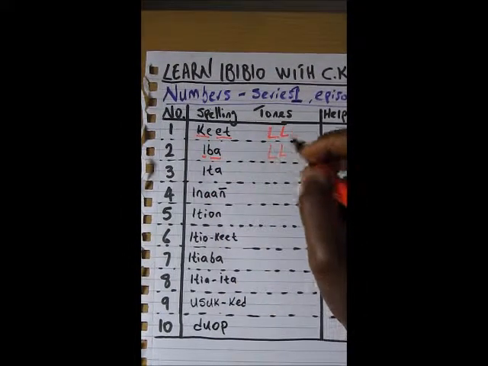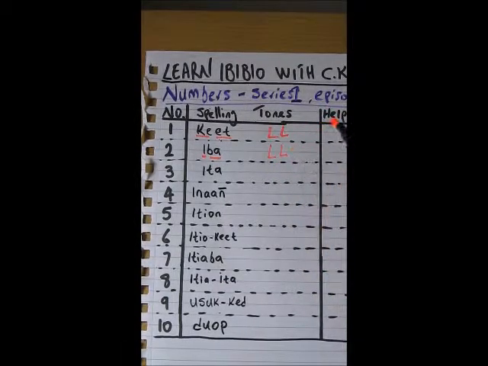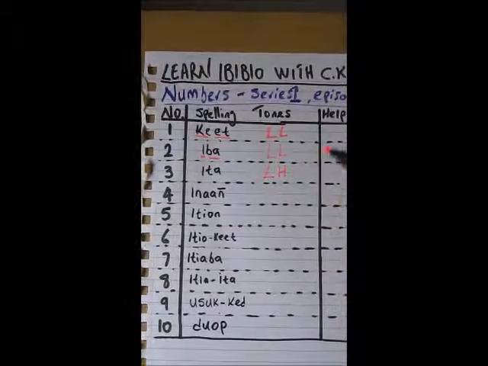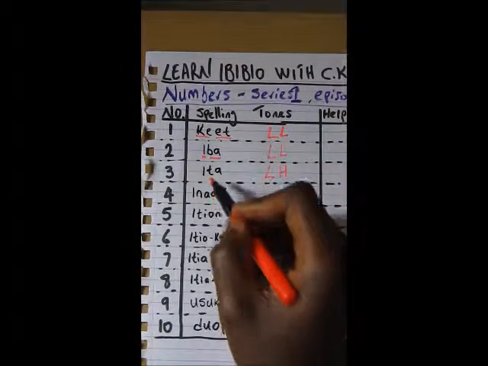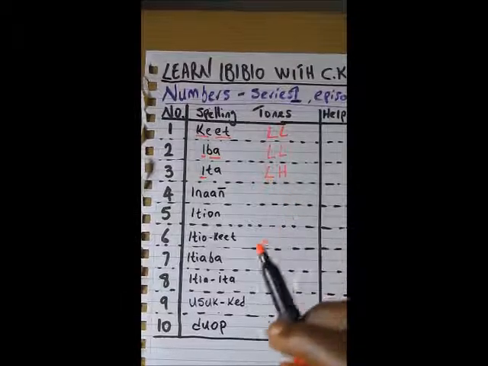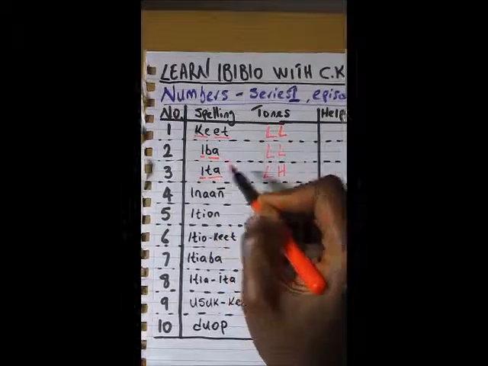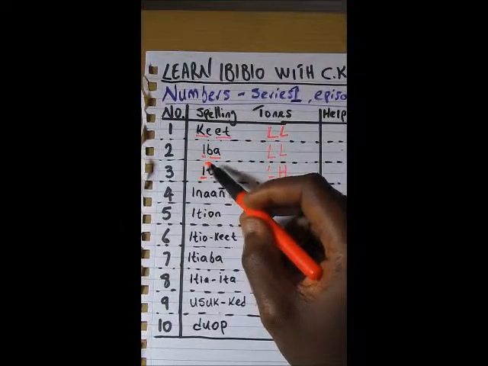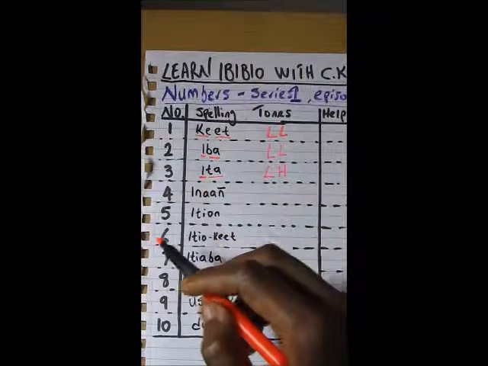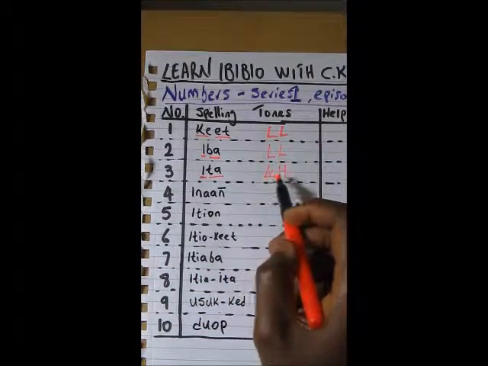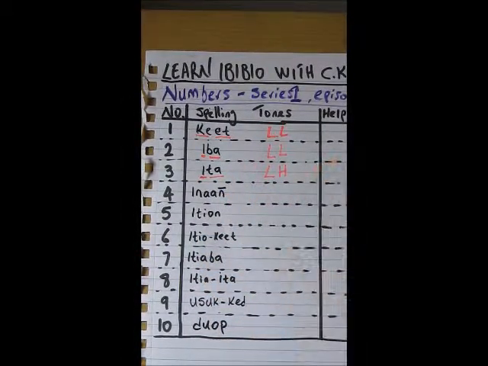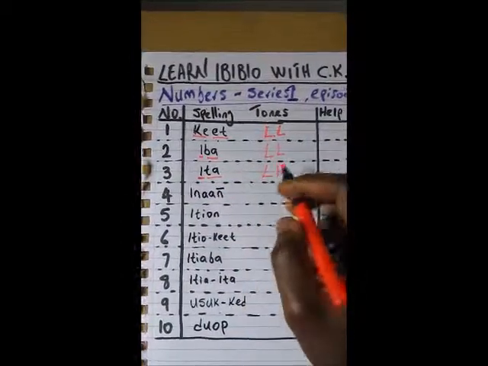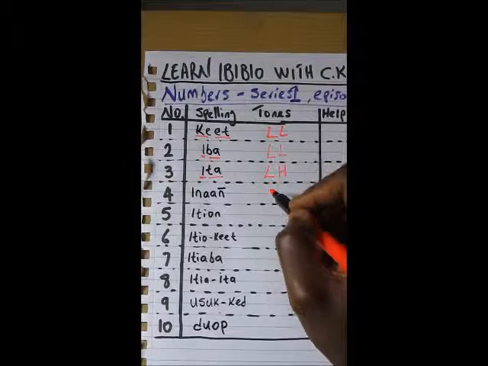For 3 we have ita. So this is two tones again, but we have a low tone and then a high tone. So you start low and you finish on a high. So you have kiet, iba, ita. Ita, right? And for 4, now we have three low tones.